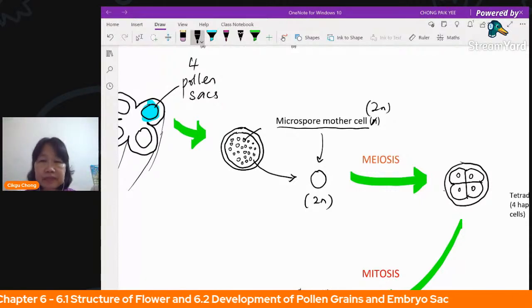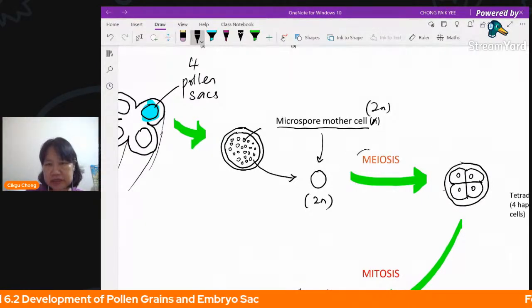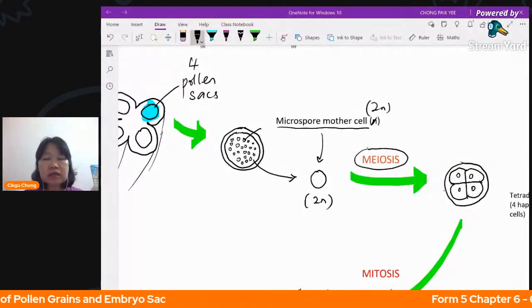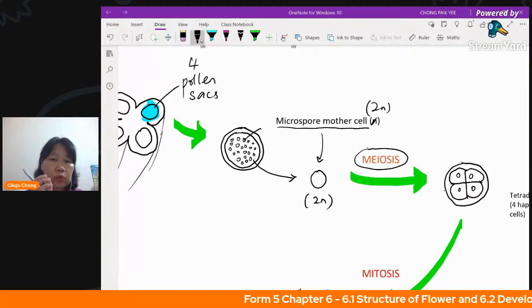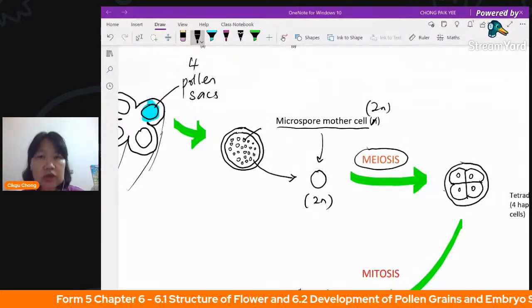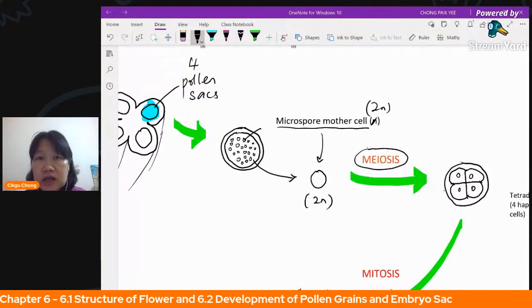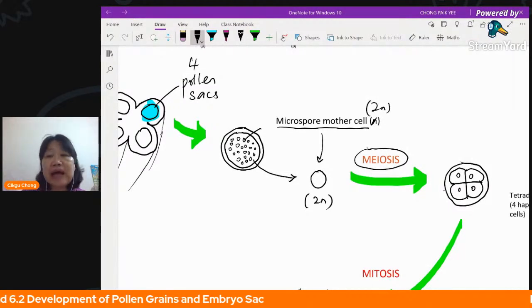Mother cell is 2N. Mother cell is always 2N. It will undergo meiosis. So remember, the first process of cell division, it undergoes meiosis. And as you understand meiosis, once you finish the 2 levels of meiosis, meiosis 1, meiosis 2, you're going to get 4 cells, correct? 4 daughter cells.